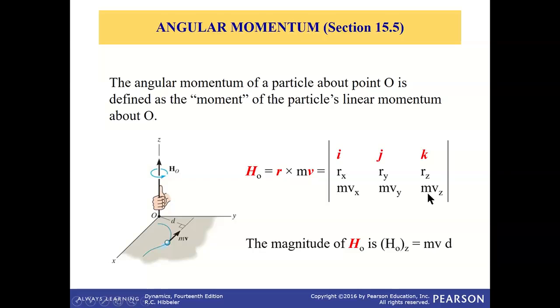You have studied in statics how to calculate momentum and how to calculate the determinant of a matrix. If you need the equation, it will be provided to you in the equation sheet. The magnitude of angular momentum in this example is mvd. So H_O here is both magnitude and direction, while only the magnitude is mvd, where mv is the linear momentum and d is the perpendicular distance from point O onto the line of action for mv.